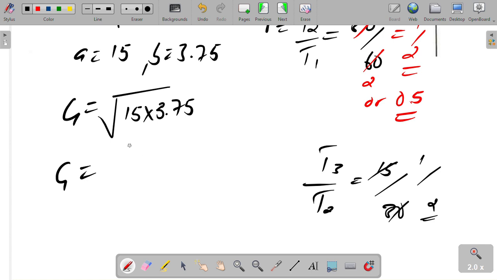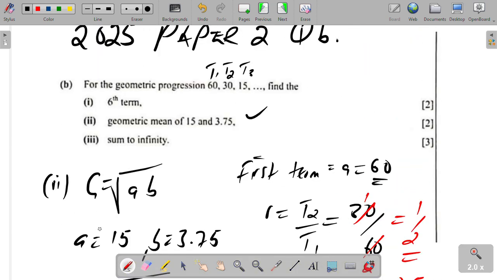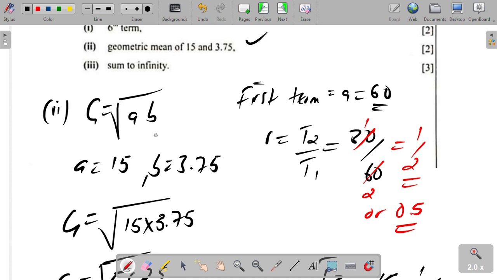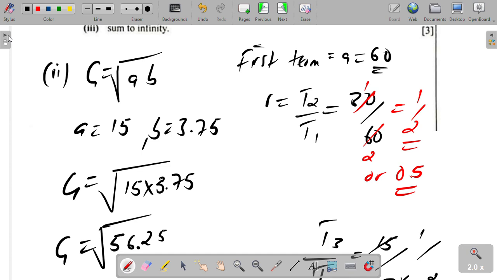15 times 3.75, what do we get? We get 56.25. Okay, let's take the square root of this. What do we get? We get 7.5. So this is our geometric mean. This is how you find the geometric mean. Okay, and finally let's work out the sum to infinity.